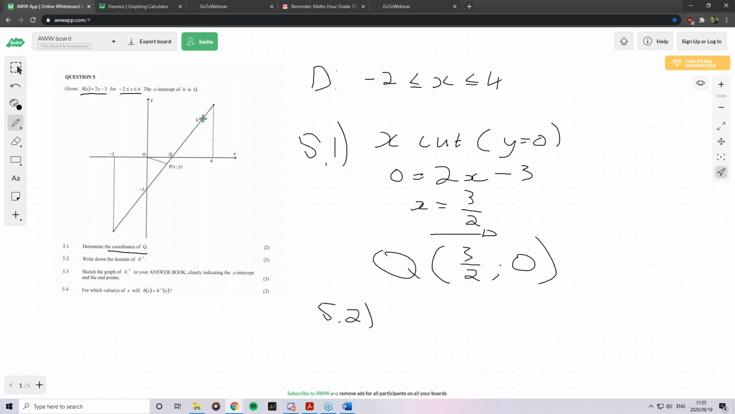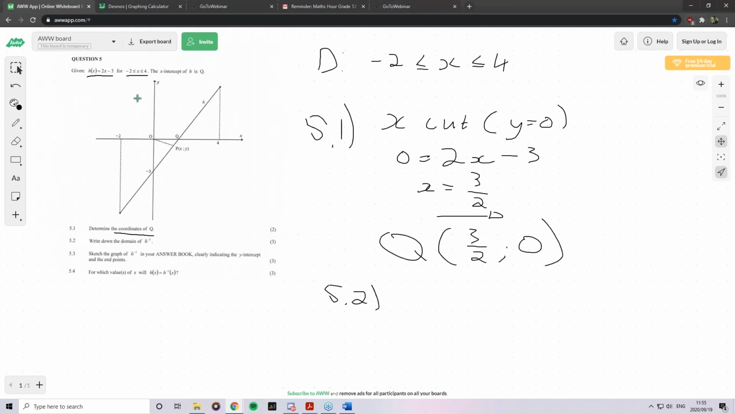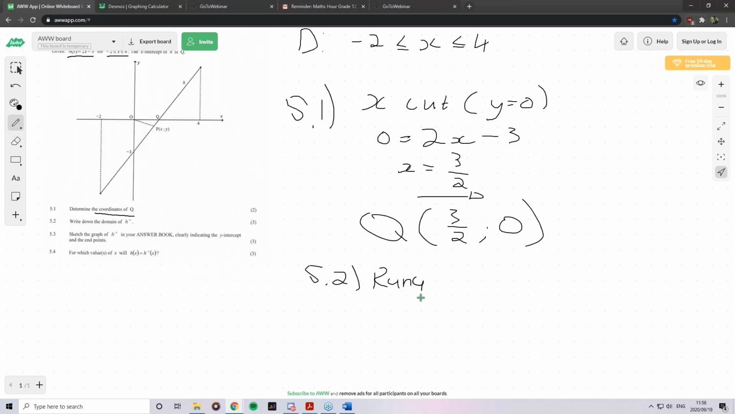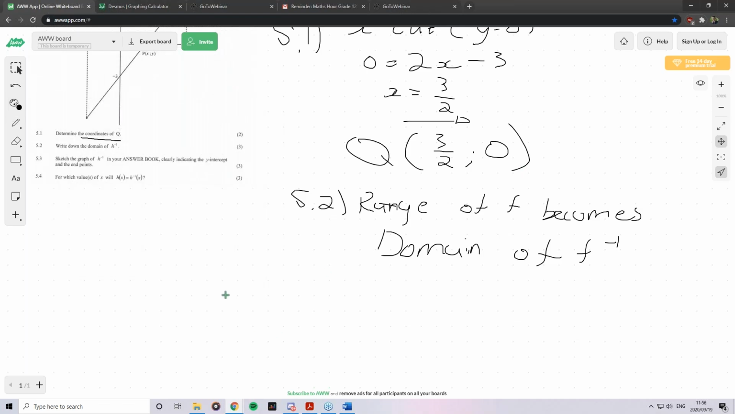Now 5.2. So this is just finding where this graph cuts the x-axis. Write the domain of the inverse. All right, this is important. Remember earlier that all x's in f become y's in the inverse. So all the domains from the normal graph become the range of the inverse, and all the range of f becomes the domain of the inverse.